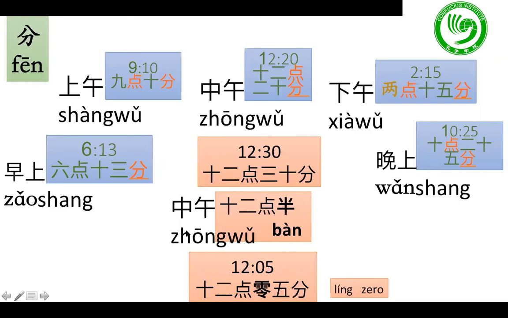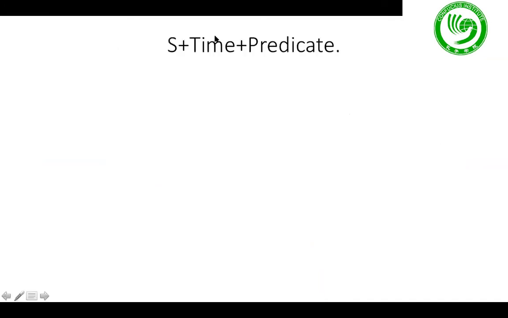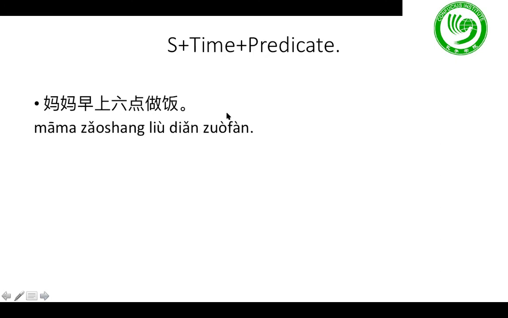The last one, 现在几点? 很好。Now let us continue with the next grammar 语法。Okay, so actually it's not a new grammar point. For example, look at the structure. So subject plus the time plus the predicate. For example, home, 妈妈 the time 早上6点 then do what? 做饭 cook. So this sentence is not a new grammar point.